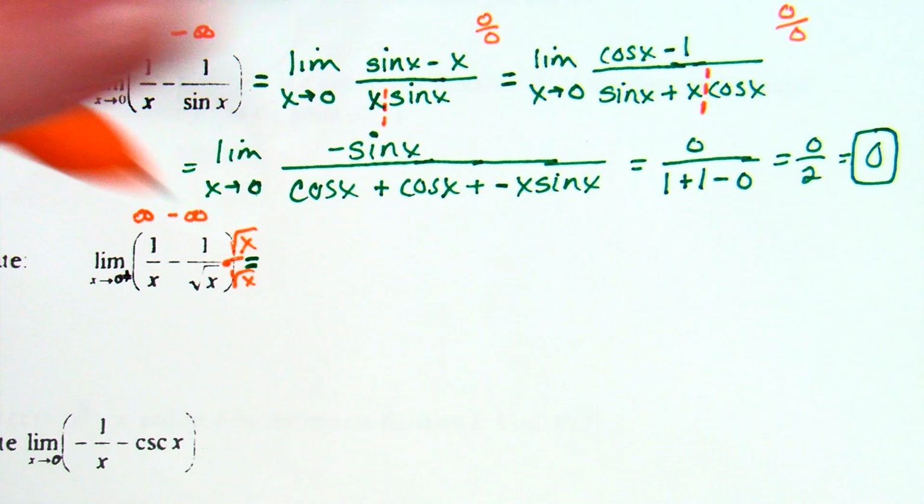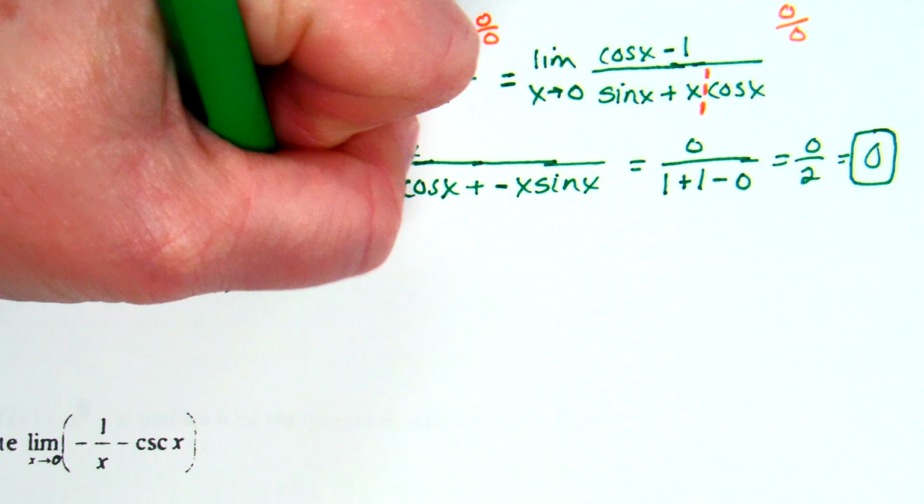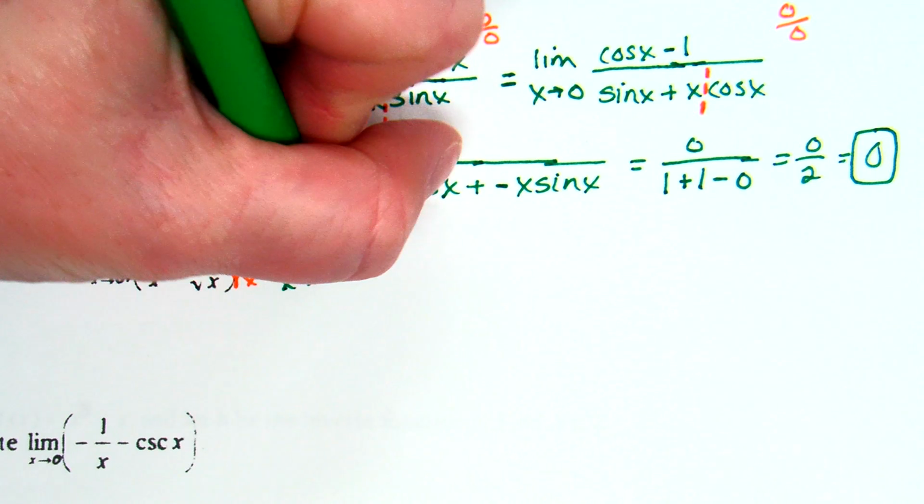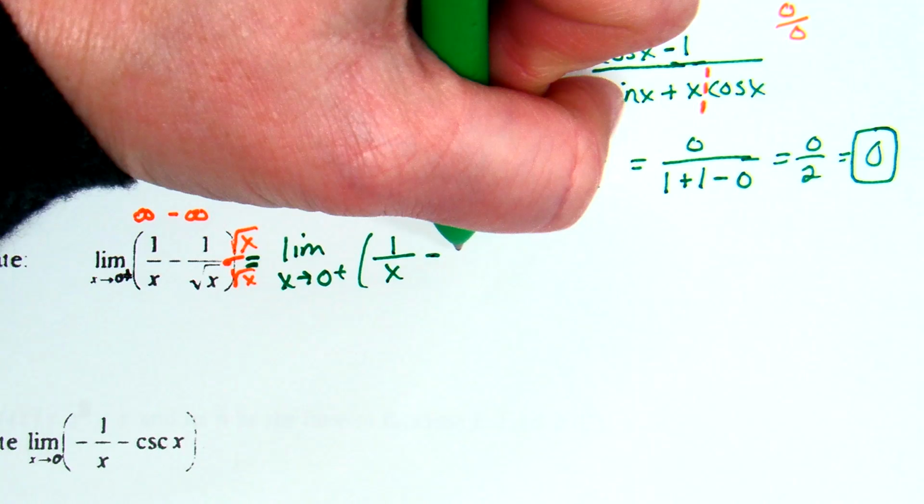So if I rewrite this, the limit as x approaches 0 from the right, and I'm going to leave it as two fractions for a moment, 1 over x minus square root of x over x. And I'm not saying we couldn't have gone x square root of x as your common denominator. I'm just trying to make it a little bit prettier, a little bit nicer.